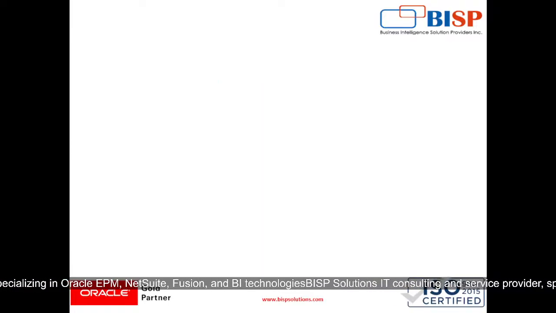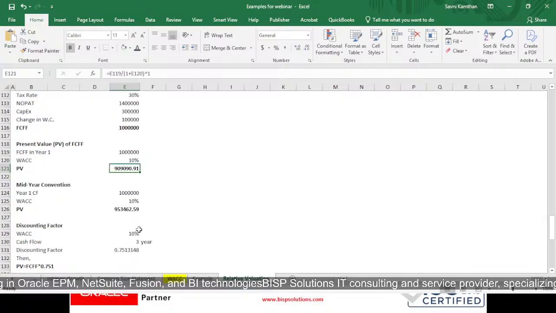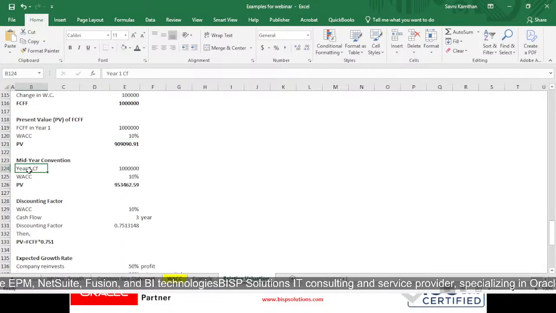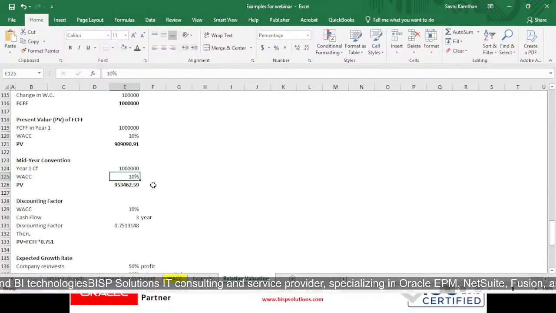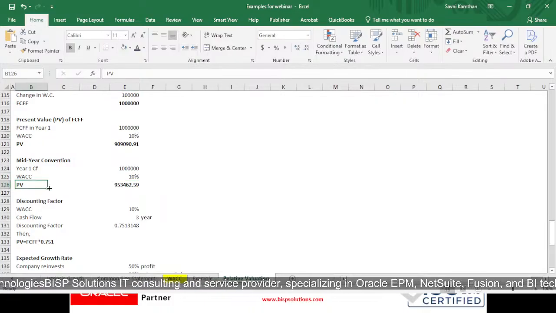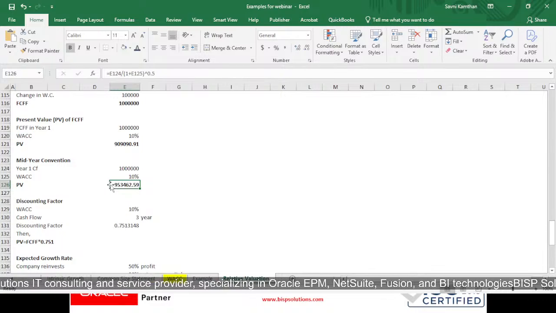So for example, to better understand, if our year 1 cash flow is around 10 lakh rupees and our WACC is 10%, so if we calculate our PV, it will be coming around 9.53 lakh, which is better than 9.09 lakh from the year-end method, right? So this gives more accurate value, especially for growing firms that earn regularly, not at year end.